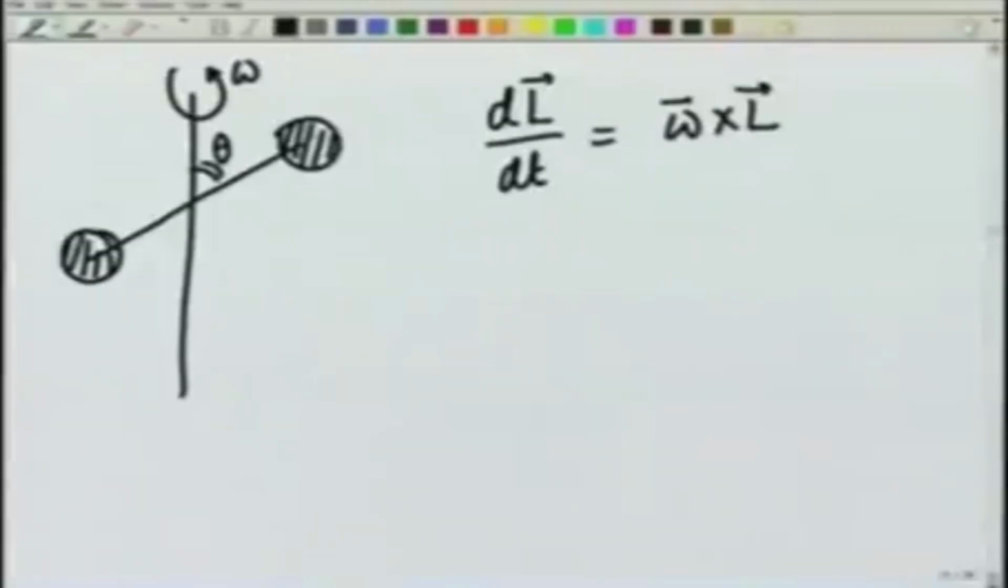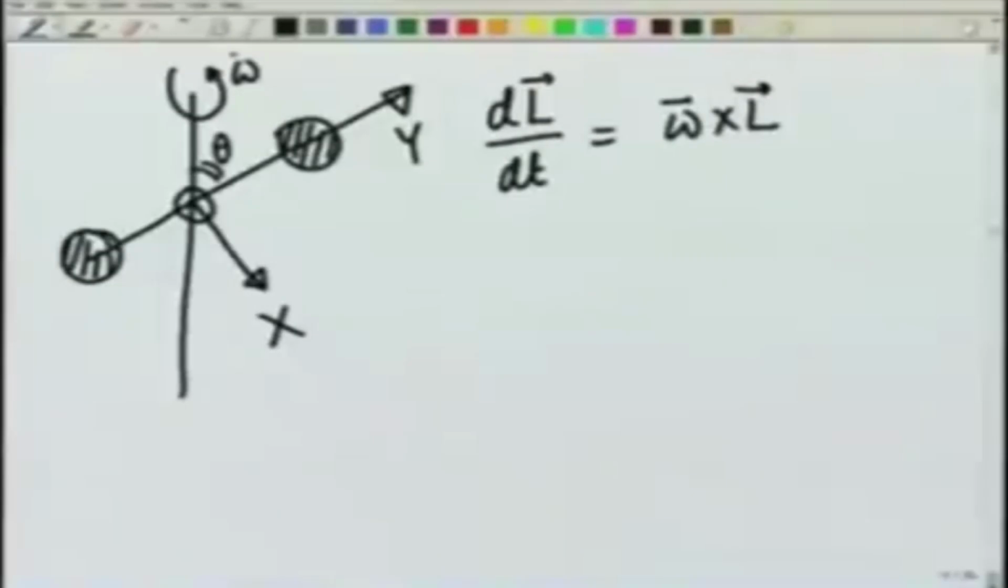In addition, omega had constant components along the principal axis of the body, which I took to be x in this direction, y in this direction, and z therefore coming out. Let me now see what happens if I also change this omega with time. In that case, recall that the component along the x direction is I1 omega 1. So if I change the omega, the angular velocity, omega 1 is going to change, and therefore L1 dot is equal to I1 omega 1 dot.